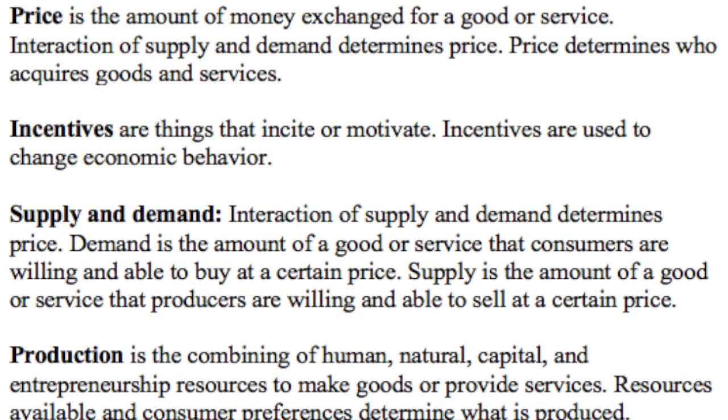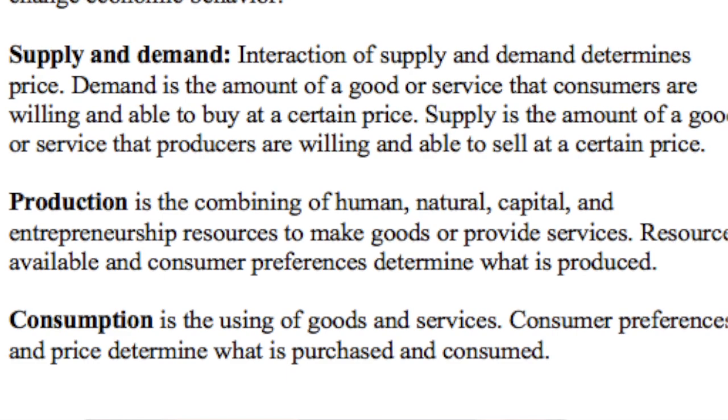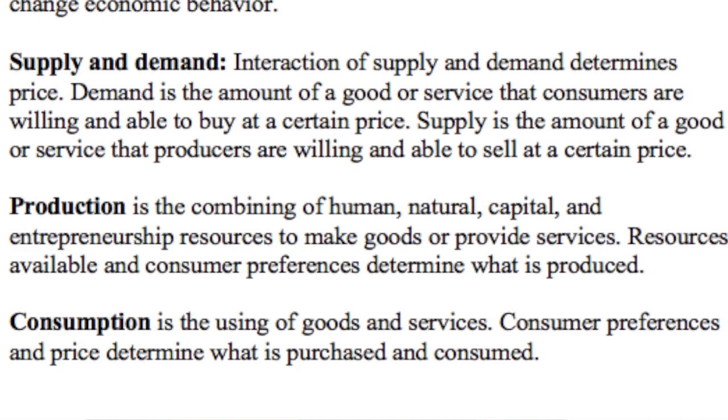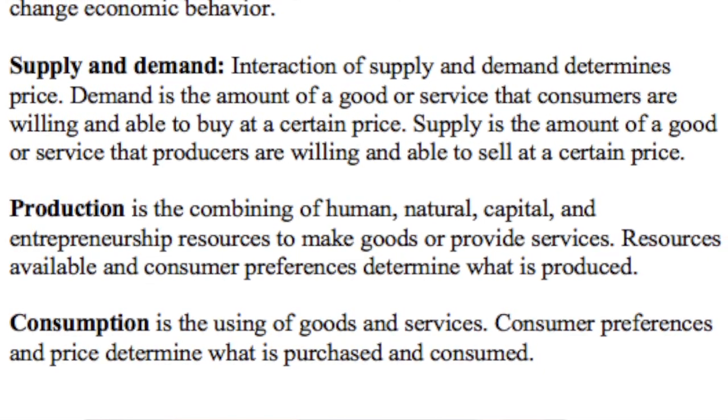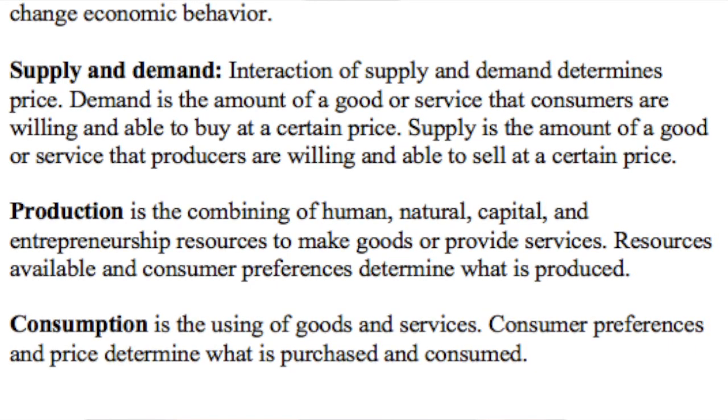Production is the combining of human, natural, capital, and entrepreneurship resources to make goods or provide services. Resources available and consumer preferences determine what is produced. Then the last term we have is consumption, which is the using of goods and services, and consumer preferences and price determine what is purchased and consumed.